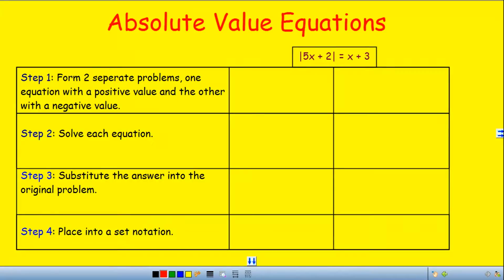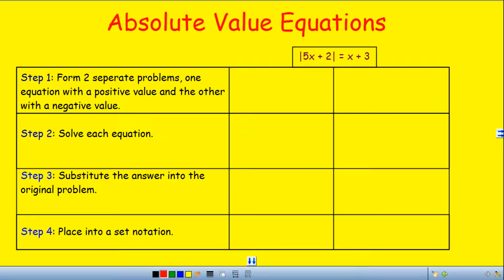Today's lesson is part 4 of solving absolute value equations. As in previous lessons, we were able to see that we follow 4 steps whenever we're solving absolute value equations. For this particular problem, we have the absolute value of 5x plus 2 equals x plus 3. So we need to form two separate problems, one equation with a positive value and the other with a negative value. Let me show you what I'm talking about.